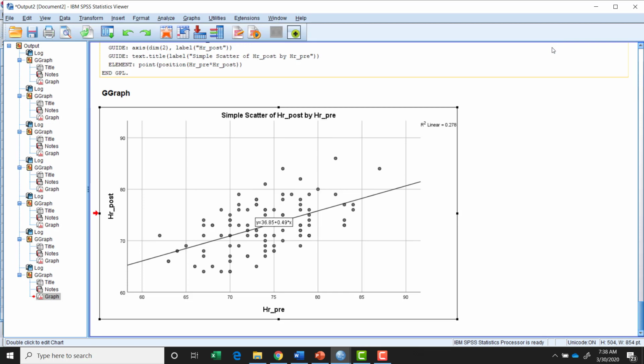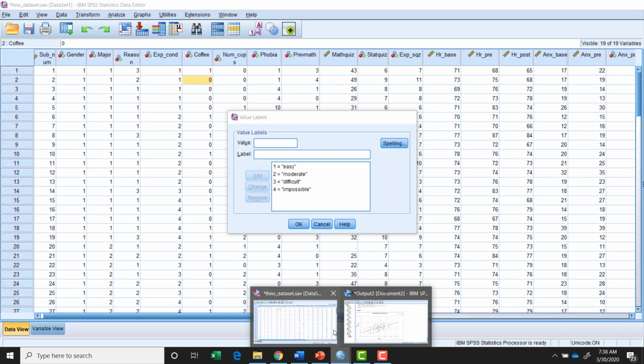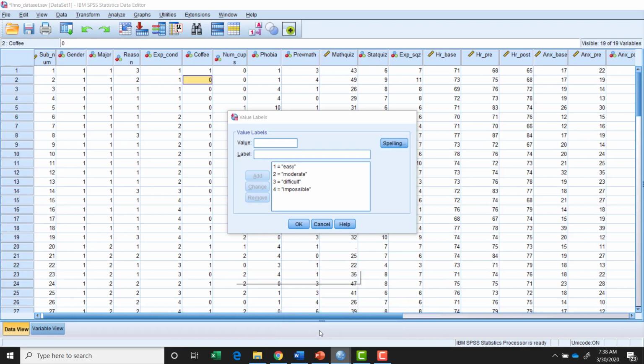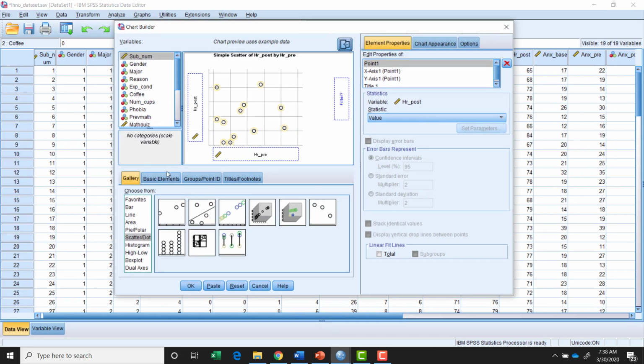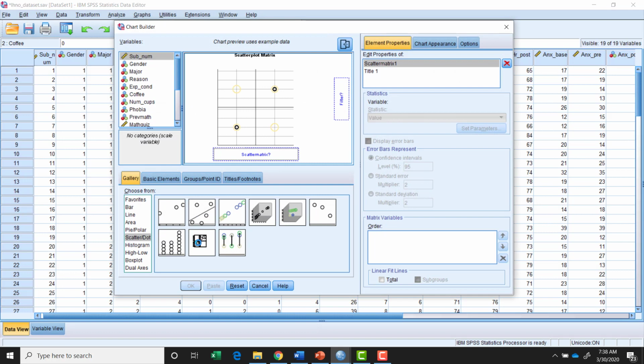Okay, so the next thing is scatter plots. So we're going to show a scatter plot matrix. So let's go to Graphs, let's go to Chart Builder. And the scatter plot matrix allows you to look at lots of different variables at once. So let's actually look at 2 of the heart rates, 2 of the anxieties, and let's look at the math quiz.